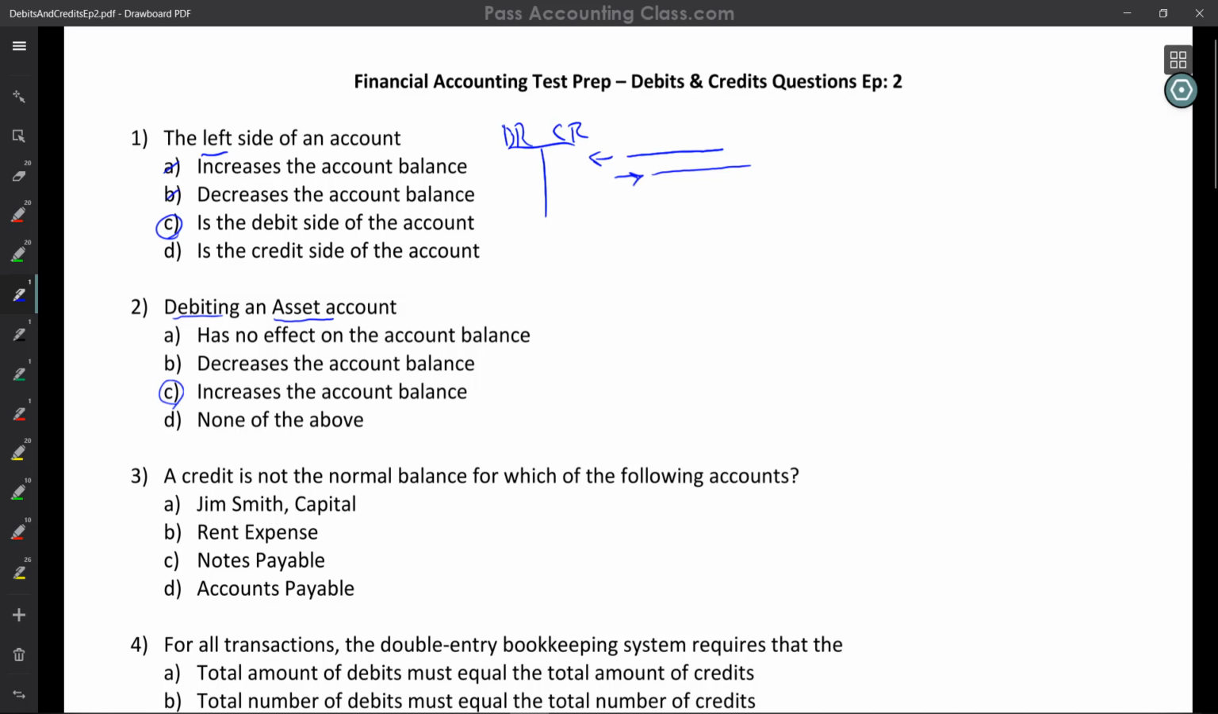And the way that we can look at this is we've got assets, we've got expenses, and we've got dividends or drawings. And to increase those accounts, we need to debit them. To decrease them, we need to credit them. And then we could also go through the other side. And the other side is going to be our liabilities, our owner's equity or our stockholder's equity. And we also have our revenue is going to be the opposite of this information here. So a debit is going to decrease those, and a credit is going to increase those. So for question 2 then, debiting an asset increases the account balance.